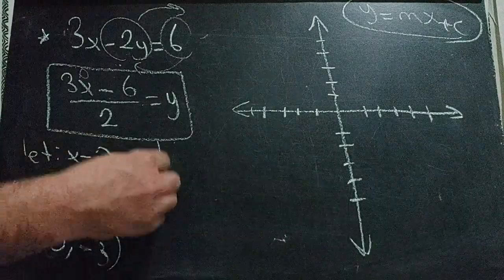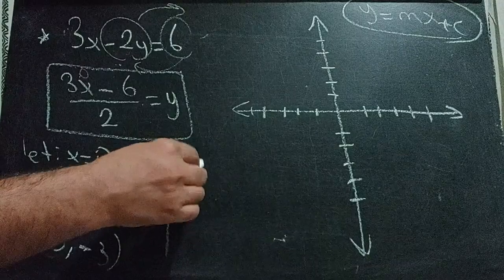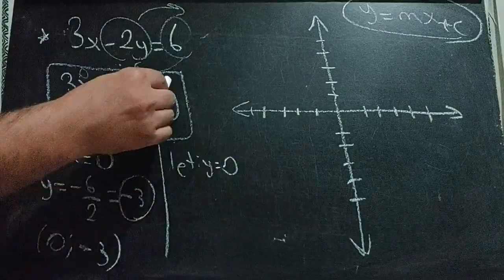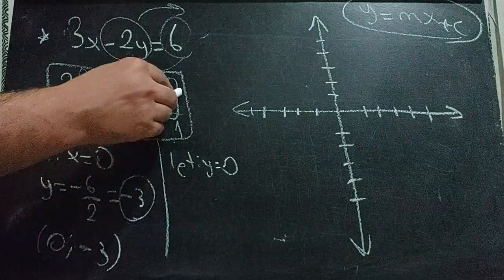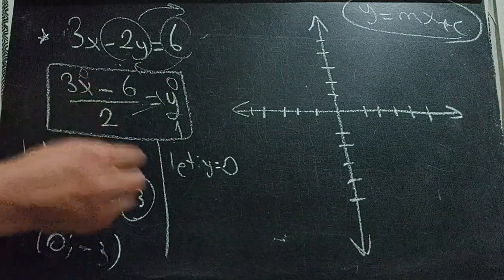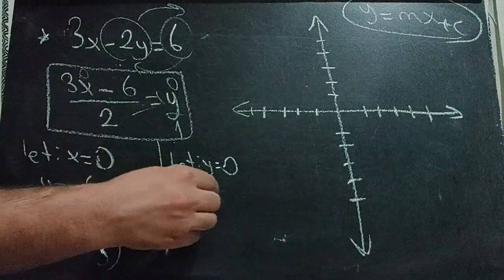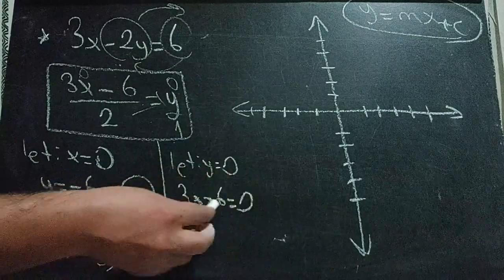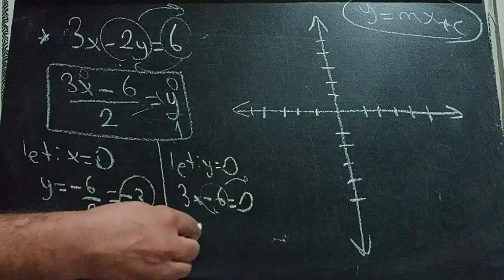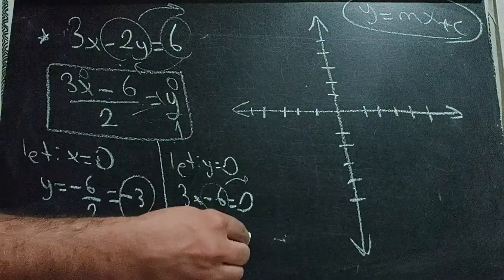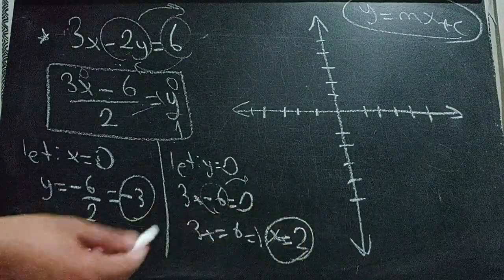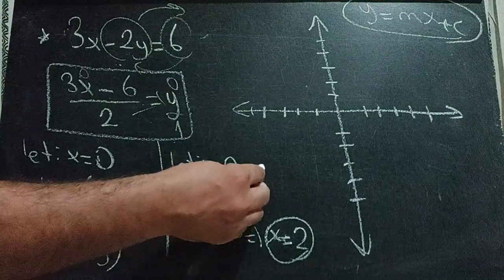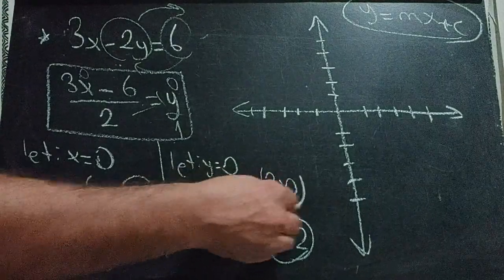Alright, now the second one, let y be 0. At that time when you put 0 there, cross multiply, this is 0 over 1. This will be 2 times 0, 0, which is 3x minus 6 equals 0. Leave x alone, this one to the other side as positive. X will be positive 2. That is my other point, which is 2, 0.